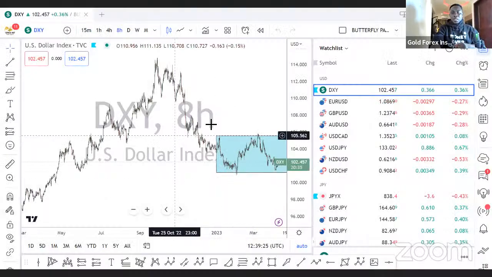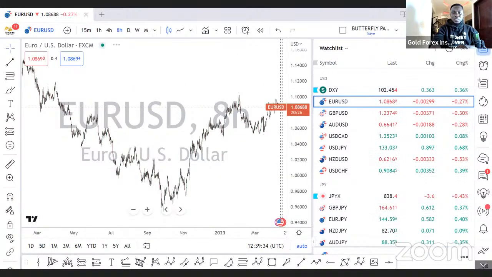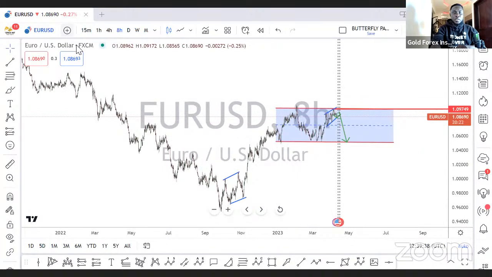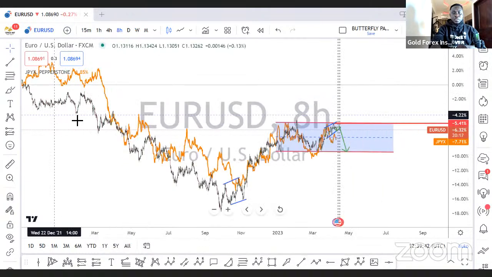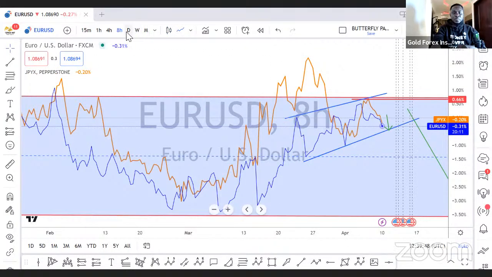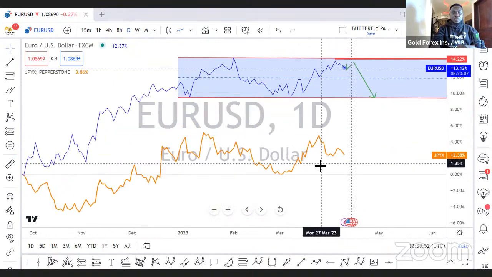Now, let's look at the Euro USD against the yen. Let's compare the Euro USD chart against the yen. Let me add the yen currency to it. Now, when you check on the yen and the Euro USD, let me take it to maybe the daily time frame so that you can see it.